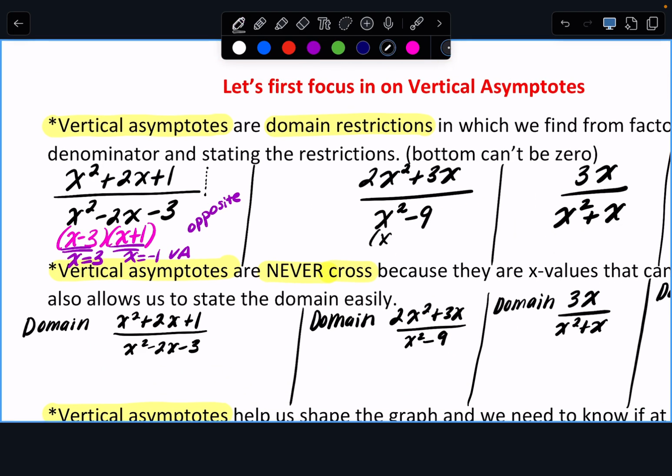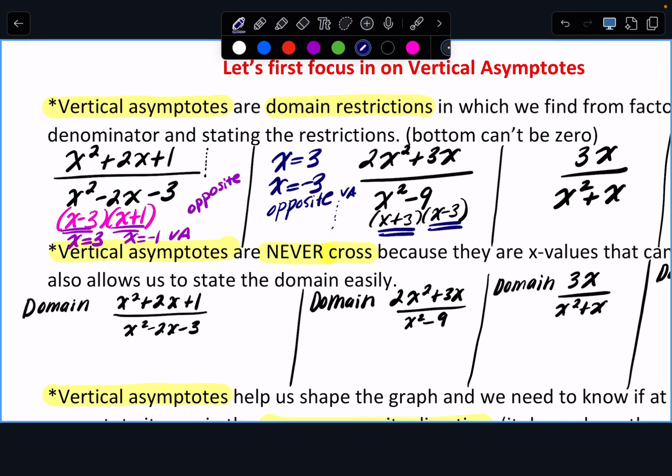All right, see, this bottom factors to be x plus 3, x minus 3. So our two vertical asymptotes are at x equals positive 3 and x equals negative 3. They each happened one time. So that means that they go in opposite direction. Because these are domain restrictions, that's why vertical asymptotes never, ever get crossed.